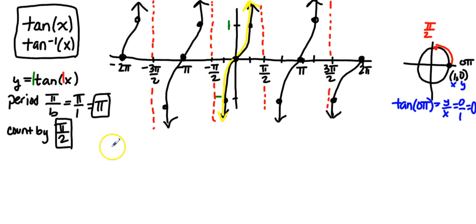So let's discuss what this restriction is going to look like written algebraically. So, tangent of x restriction.